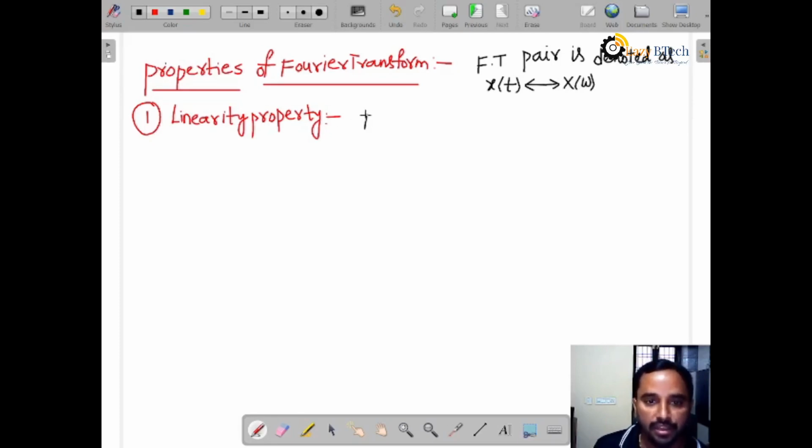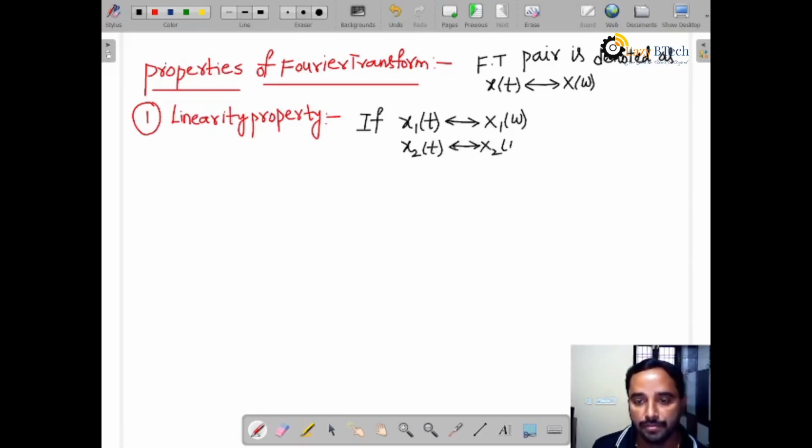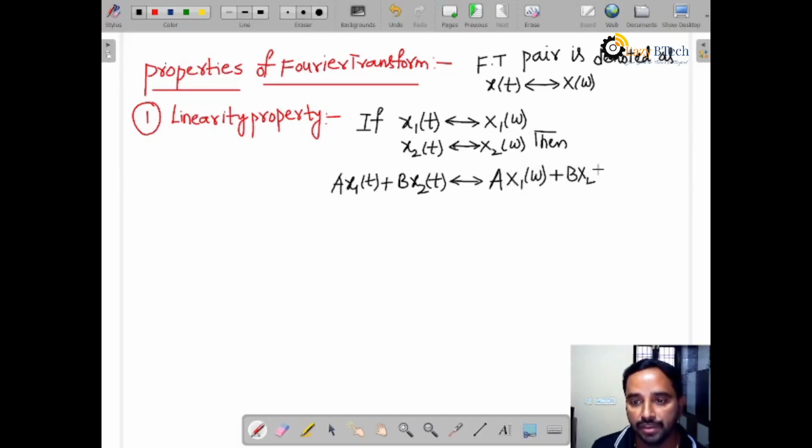What is the linearity property? If x1 of t has Fourier transform capital X1 of omega, and x2 of t has Fourier transform capital X2 of omega, then the Fourier transform of the linear combination a x1 of t plus b x2 of t, which is a linear combination of x1 of t and x2 of t, is a X1 of omega plus b X2 of omega. Right? So let's see the proof.